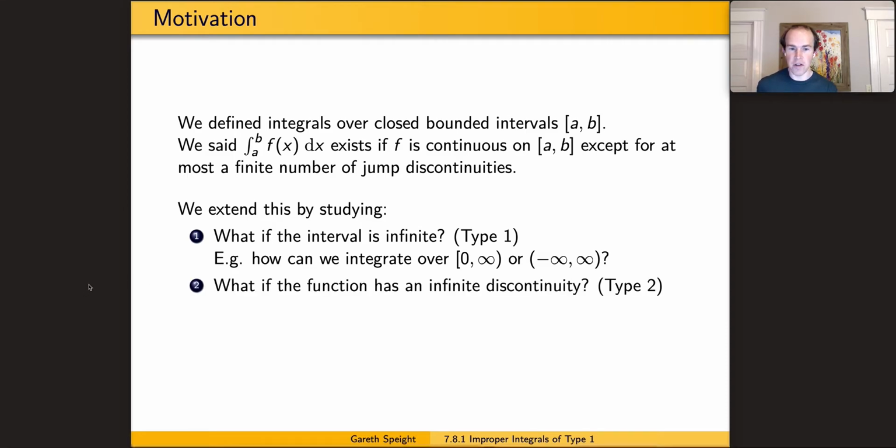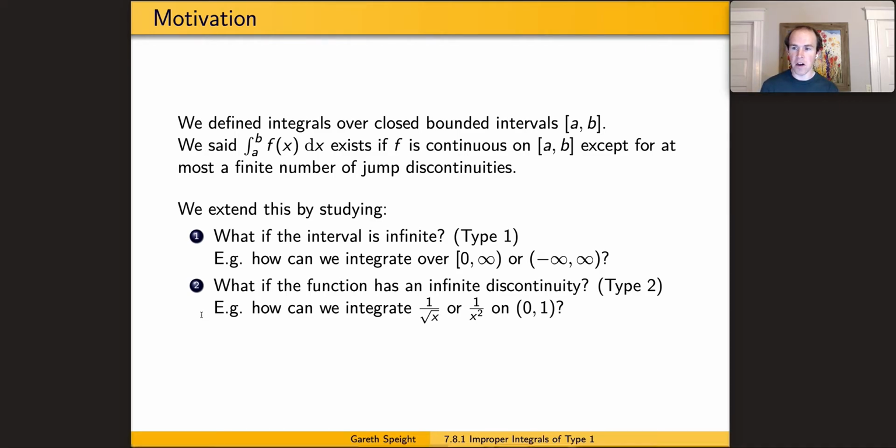Secondly, in the next video, we're going to study improper integrals of type 2, which is what if the function has an infinite discontinuity at one of the endpoints or in the middle? For instance, could we integrate 1 over the square root of x or 1 over x squared on 0, 1? Noticing that at 0, these functions are going to go off to infinity. So how would we integrate these types of functions, if we can at all?